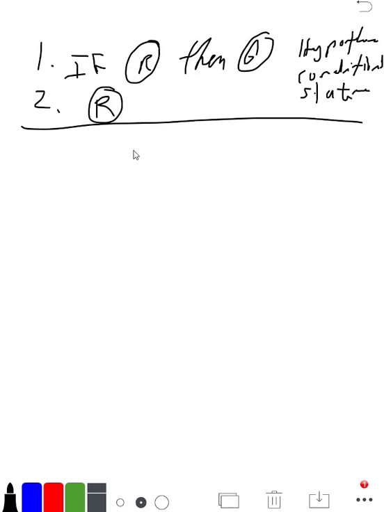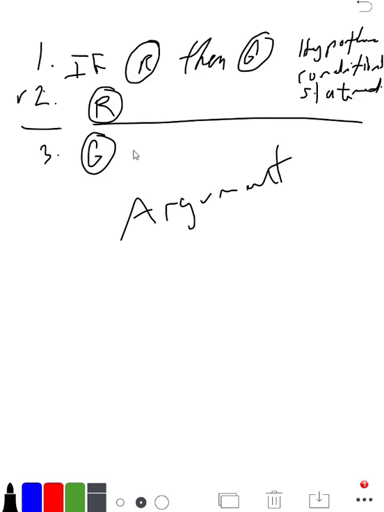So if I have a conditional statement and then I have this other piece of evidence, let's say it happens to be raining, well, between those two statements, I can add a third, namely that the grass is wet. So in this case, you do have a conditional, but it actually turns out to be an argument. Why does it turn out to be an argument? Because you have more than one statement. You don't just have one.